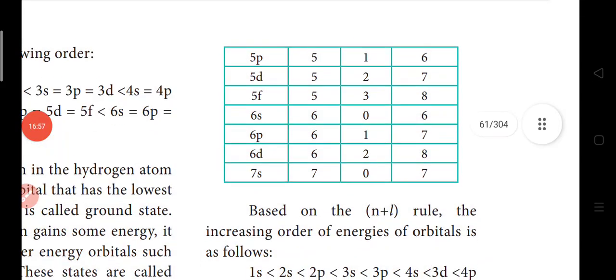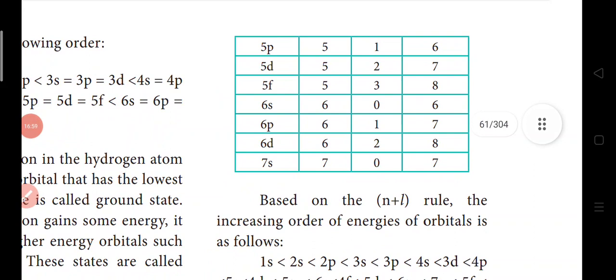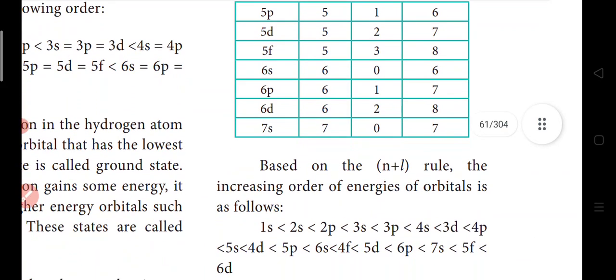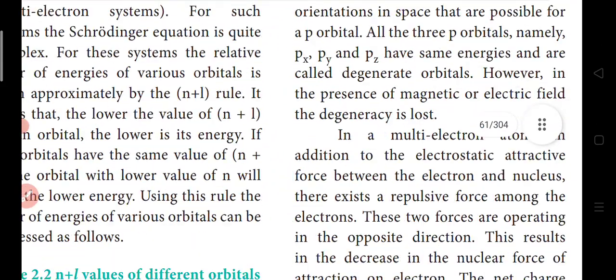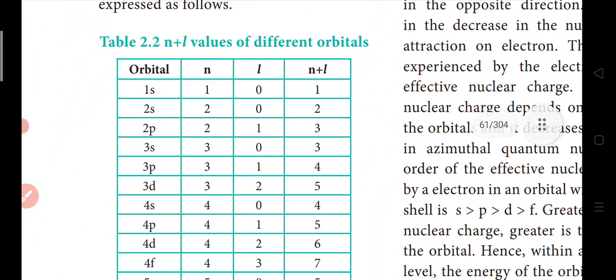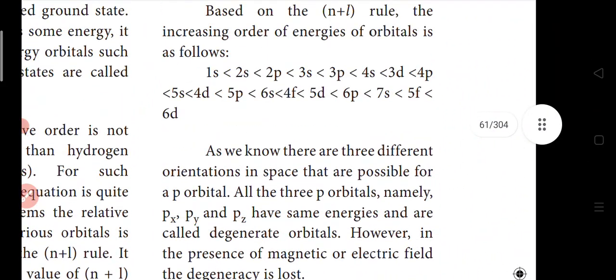But what you have to see is that you have to follow this rule correctly. Now based on the n plus l rule, the increasing order is 1s, 2s, 2p. Why did 3s come and not 3p? Because the value of 3p is 4, whereas 2p's value is 3. So 4 comes only after 3. So we have to write it in that order.